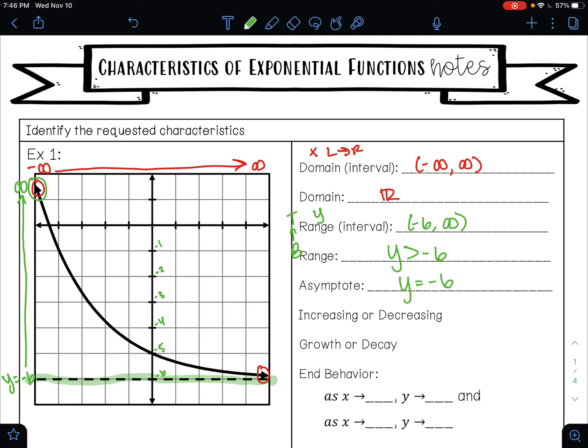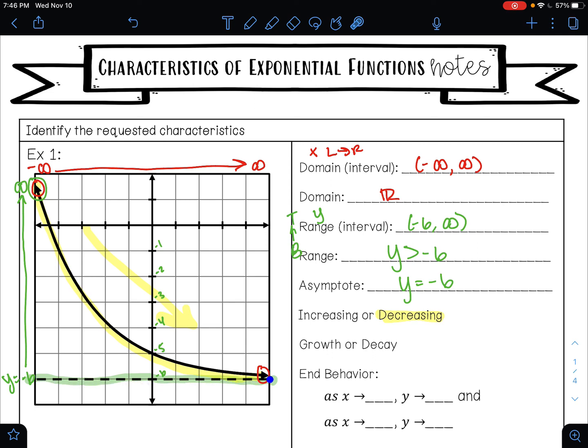To figure out if your graph is increasing or decreasing, you trace your graph from left to right. From left to right, my graph is going down, so this is decreasing. Now, normally for growth or decay, you look at your b value. In this example, they didn't give us the equation. When they don't give you an equation, you want to look at your curve in relation to your asymptote.